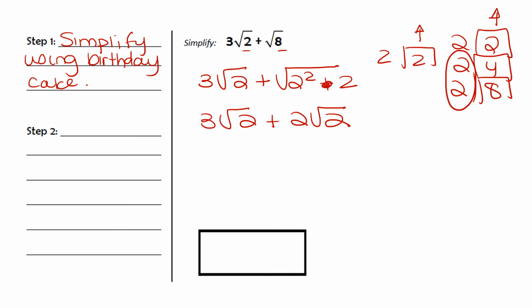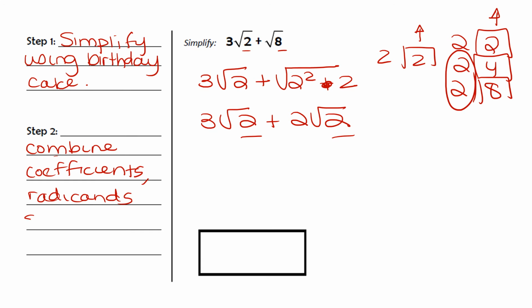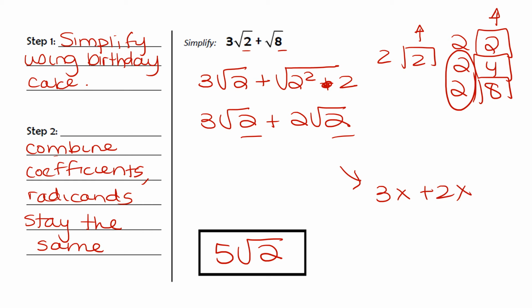All right, so now you can see that we have like radicands. Then we combine the coefficients, and the radicands stay the same. So it looks something like this. 3 plus 2 is 5 root 2. It's kind of like if we had 3x plus 2x, that would give us 5x, right? The x's stay the same. So same thing here.